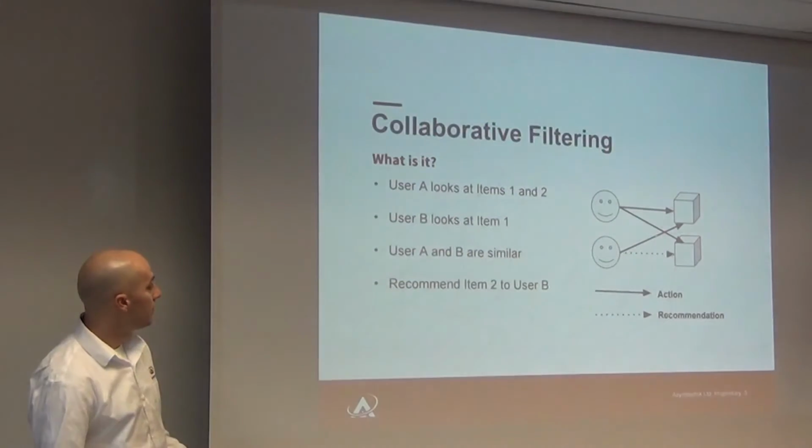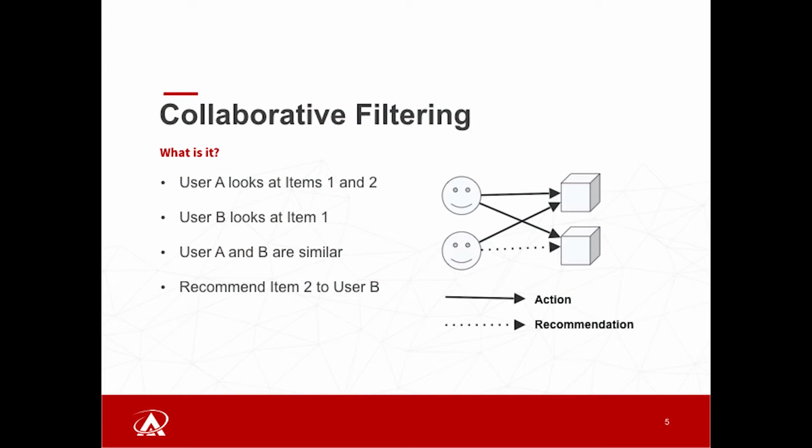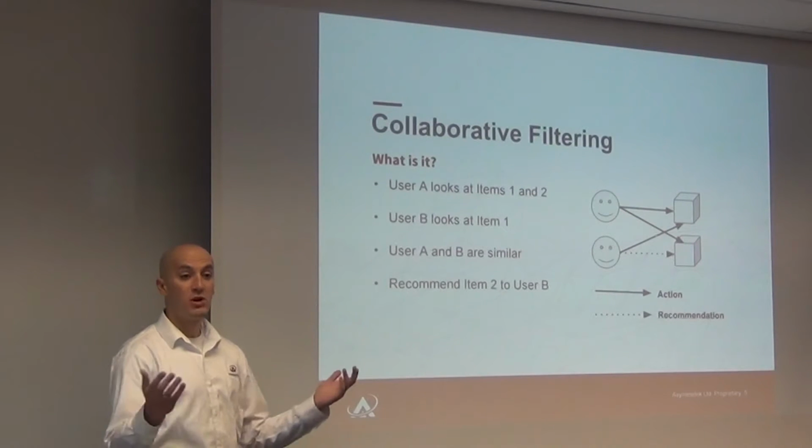So when we're talking about behavioral analytics, this in a nutshell is what we're talking about with collaborative filtering. I have two users and two items. User A looks at items 1 and 2, user B looks at item 1, so therefore we might recommend that user B look at item 2. That's pretty much it in a nutshell.